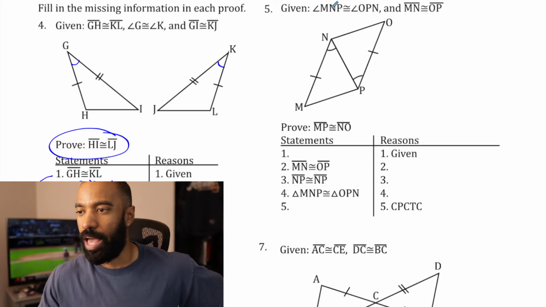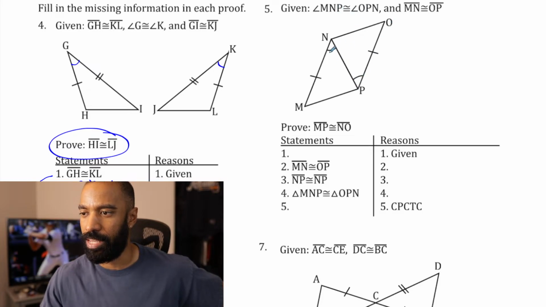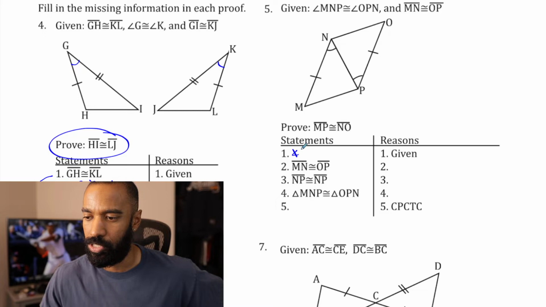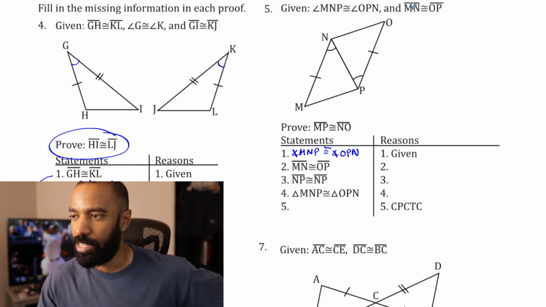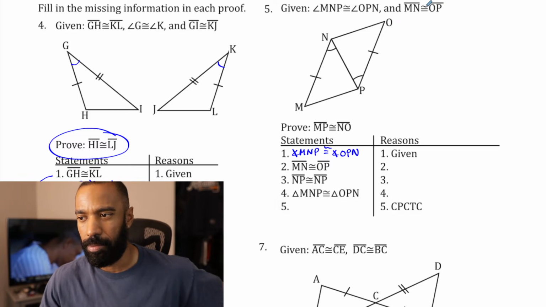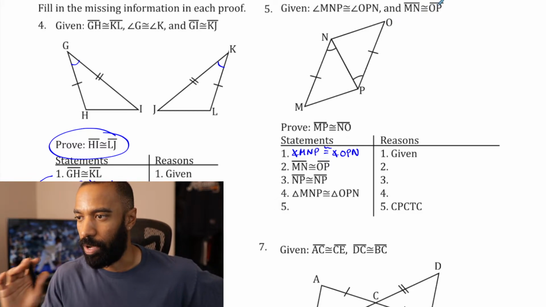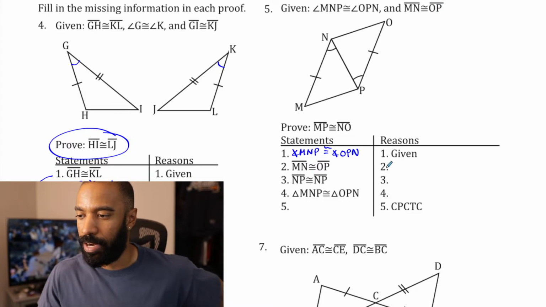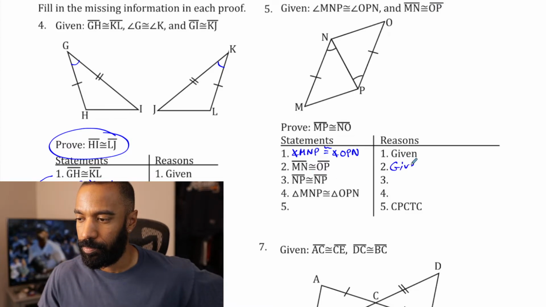Given angle MNP is congruent to angle OPN. MNP is this angle right here. That is congruent to angle OPN. That's this angle right here. They give it to us. They mark it. Let's document that as the first given that seems to be missing for us. Given that segment MN is congruent to segment OP, also marked for you guys, and first of all, I would have probably put PO, what I was talking about from before, but that is also given.